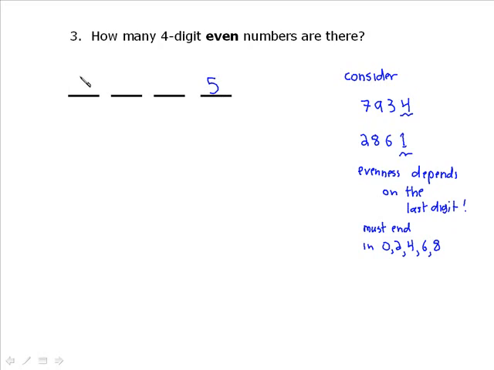As always, we have to consider the fact that it cannot be 0 at the front, so we only have 9 choices. But because there's nothing in it to suggest that repeats are not okay, we can just put in 9 and then 10 and then 10 and then 5. So that's equal to 4,500.